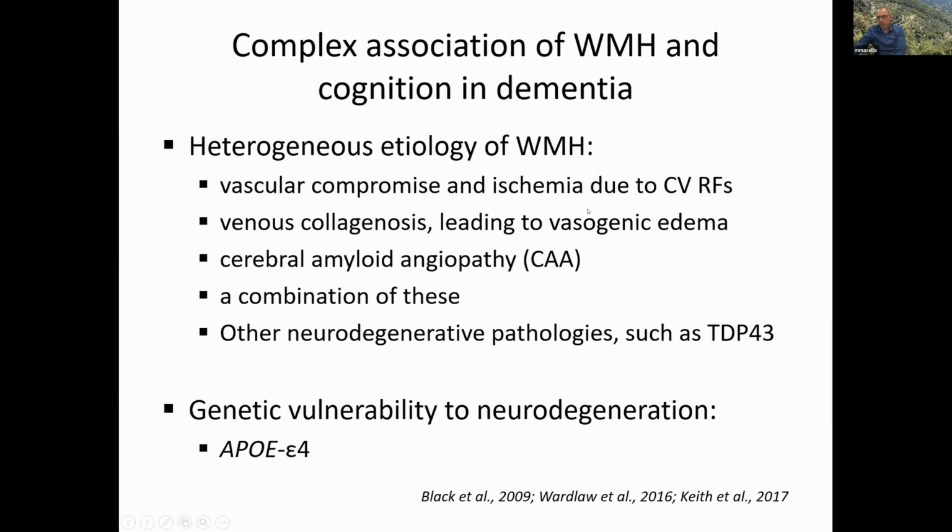between white matter hyperintensities and cognition, and it might relate to the heterogeneous etiology of white matter hyperintensities. They may be due to vascular compromise and ischemia due to cardiovascular risk factors, venous collagenoses leading to vasogenic edema, cerebral amyloid angiopathy, and Alzheimer's related pathology may also be contributing, or it could be a combination of all of the above. And in fact, we also have to consider that TDP-43, another neurodegenerative pathology, can also produce white matter hyperintensities, so not even vascular in origin. We wanted to study this by also considering genetic vulnerability to neurodegeneration and ApoE4.